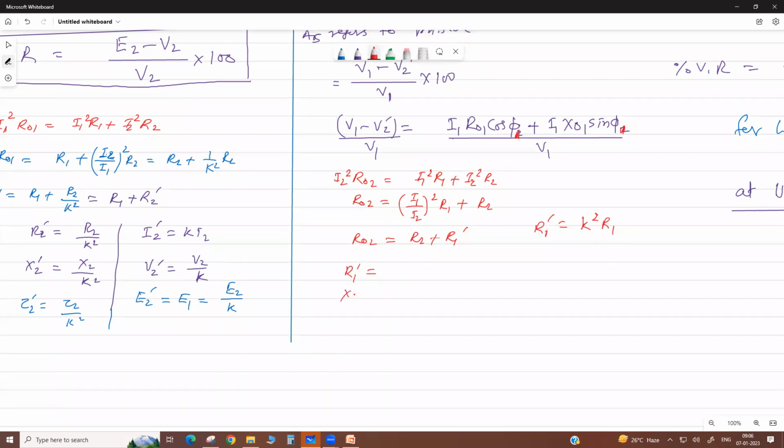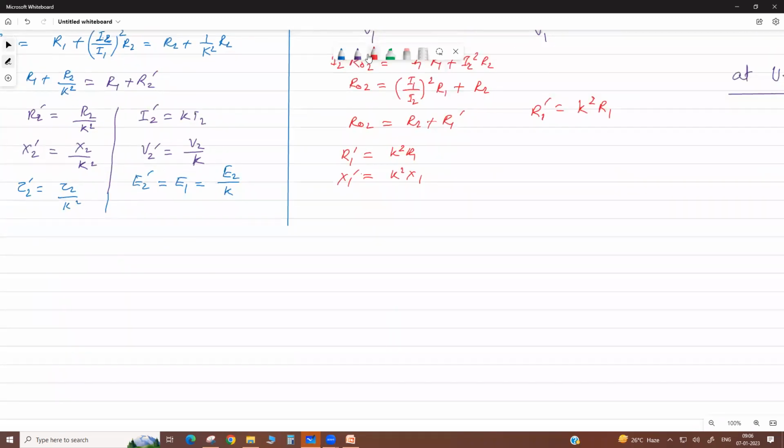So in this case, when we transfer the primary side parameters to the secondary side, R1 dash, X1 dash, and others have K square R1, K square X1. So these are the parameters. Resistance, reactance, impedance are multiplied by K square. Even if we transfer the magnetizing branch parameters, they are also multiplied by K square.